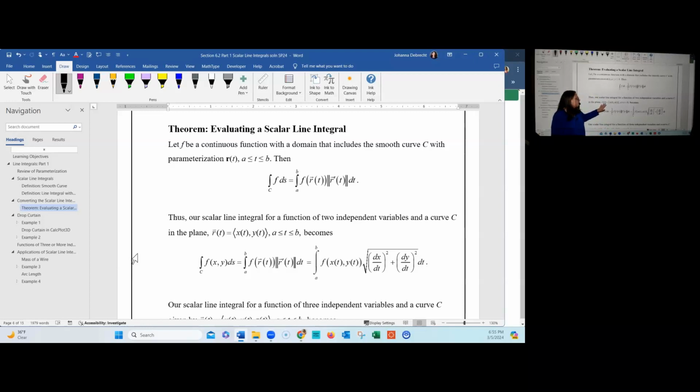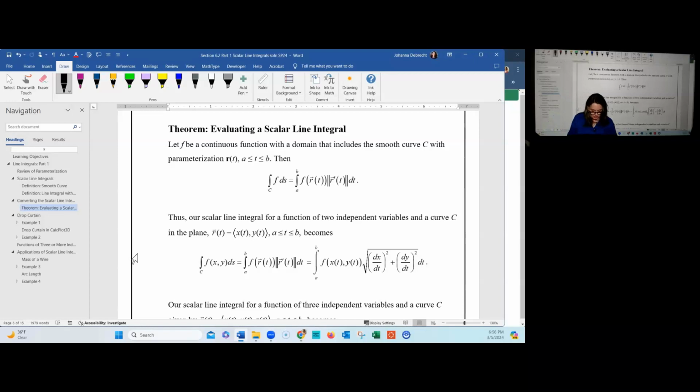So if we have a function f of two independent variables, and a smooth curve in the plane, r of t equal to x of t, y of t, then this representation of the scalar line integral becomes f of x of t, y of t times the square root of dx dt quantity squared plus dy dt quantity squared. Again, what we're doing is we're replacing the magnitude of r prime with its representation as the square of each derivative added together and taking the square root of it.